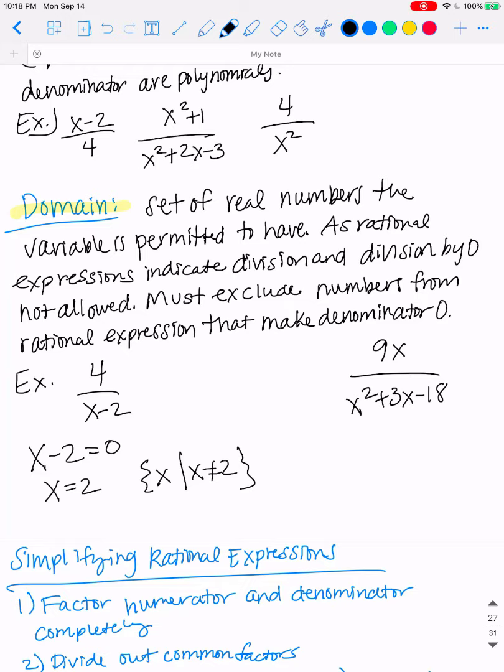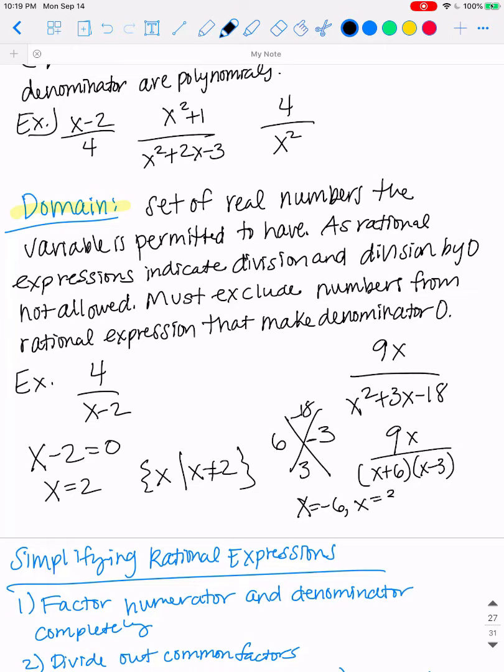And then for our other expression, we're going to have to factor the bottom to see when it equals 0. So we have negative 18 and 3, so we have 6 and 3. 6 times 3 is 18, but we want it to equal negative 18, so I'm going to put the negative there because we also want 6 plus negative 3 to be 3. So we rewrite this, and we can see that the denominator is 0 when x is negative 6 and x is 3. So our domain is x such that x does not equal negative 6 and x does not equal 3.